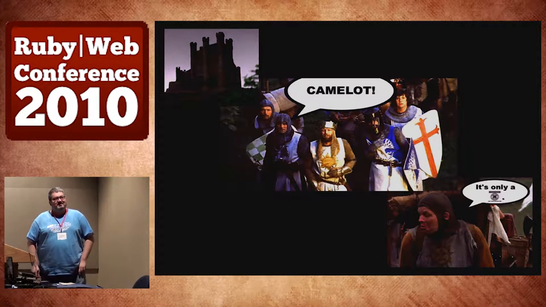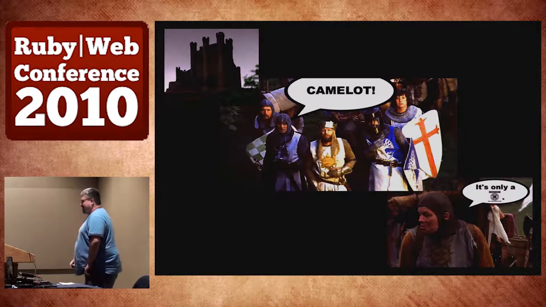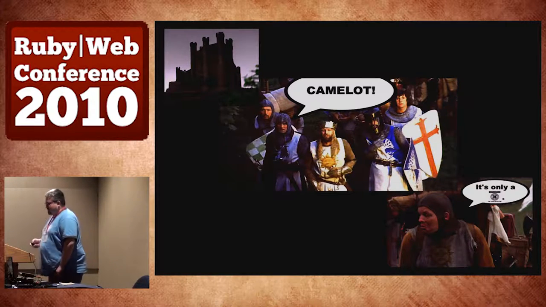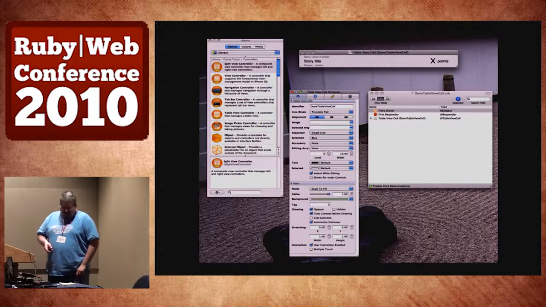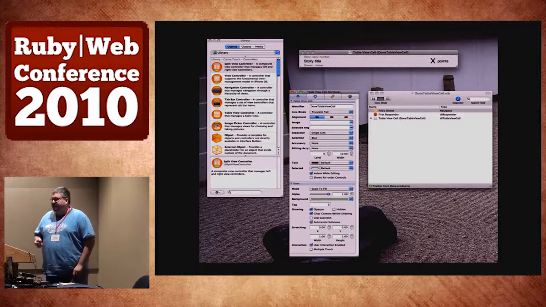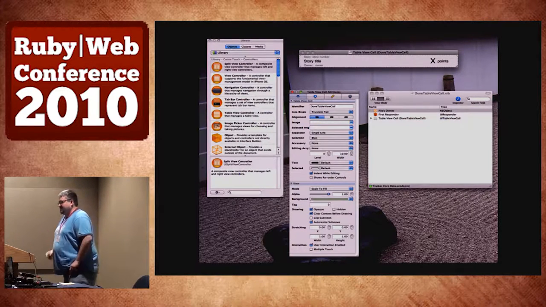Camelot. It's only a model. So anyway, we're going to talk about views because we have this nice, lovely view here at Camelot. So this is Interface Builder, which is evil. You don't want to use it.